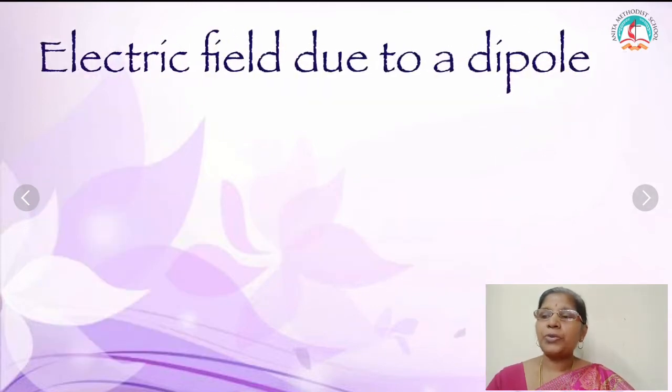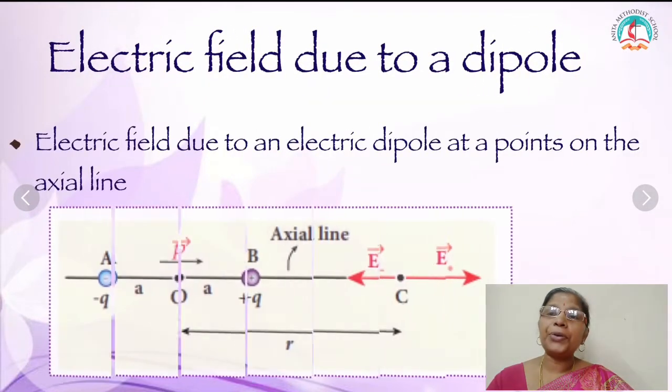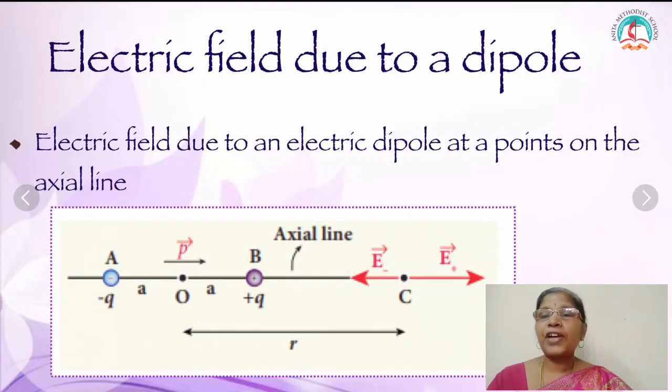Okay. Now the next one is electric field due to the dipole. So now in the first case I am taking the electric dipole along the axial line. I am selecting a point along the axial line. So the same dipole means what? Two equal and opposite charges separated by a small distance. The distance is what? 2A. Okay. Now here O is the center of the dipole.